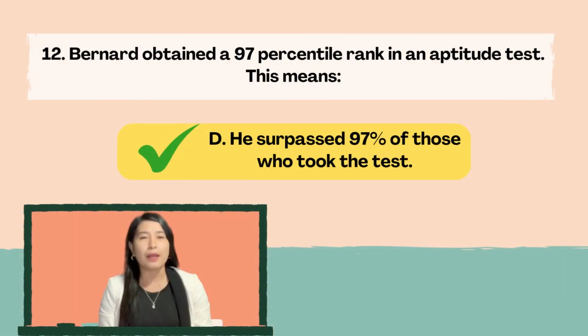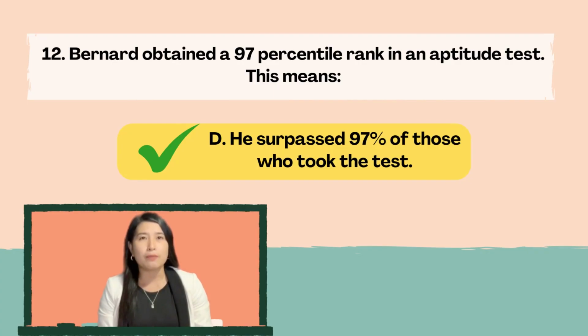The correct answer is D. He surpassed 97% of those who took the test. Because a percentile rank tells us how you performed compared to others, not how many items you got correct. So when Bernard got a 97 percentile rank, it means he did better than 97% of the students who took the same test. It does not mean he answered 97% of the questions correctly.